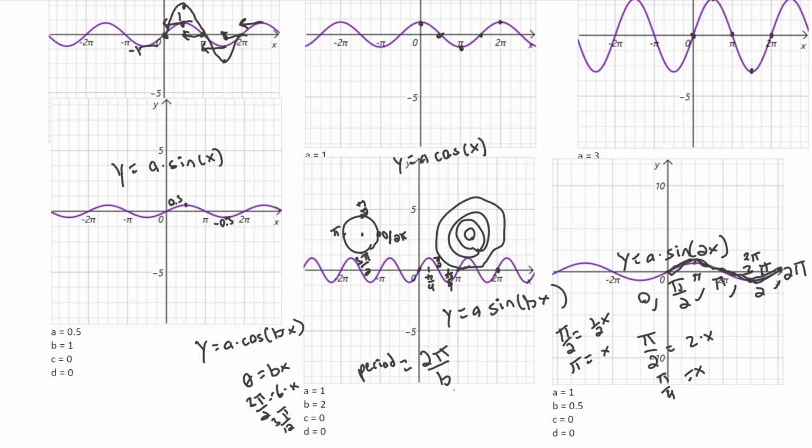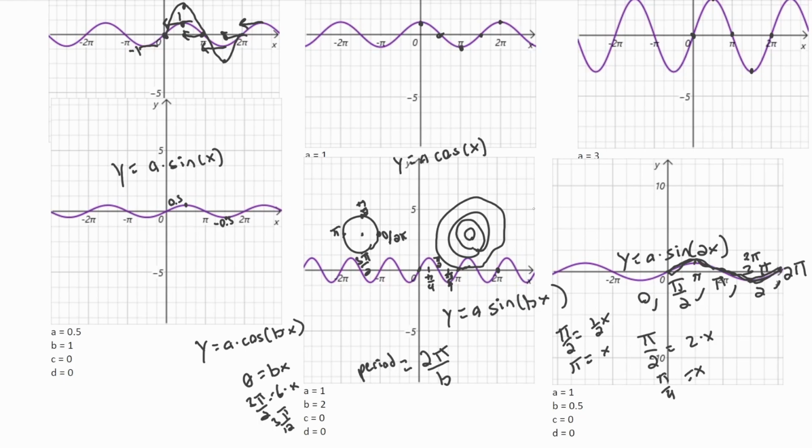And the smaller the value of b, the longer it takes to complete one cycle. So we're going to stretch out those sine and cosine functions. In addition to our normal stretching and compressing both vertically and horizontally, again, amplitude is the vertical stretching and compressing, and period, or changes in period, are your horizontal stretches and compressions.